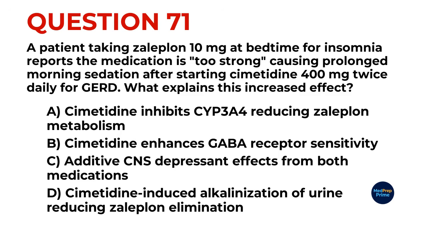Option A. Cimetidine inhibits CYP3A4, reducing Zalopon metabolism. Option B. Cimetidine enhances GABA receptor sensitivity. Option C. Additive CNS depressant effects from both medications. Option D. Cimetidine-induced alkalinization of urine, reducing Zalopon elimination.